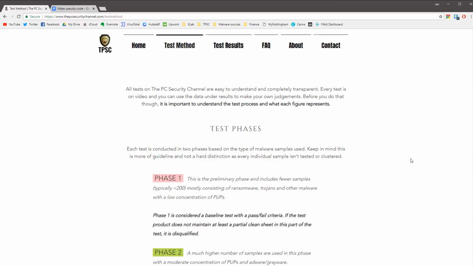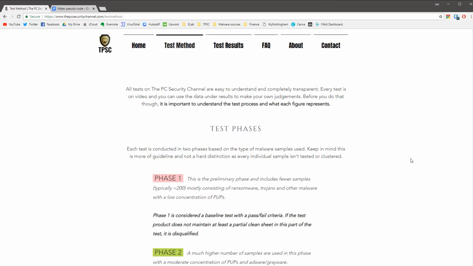Before proceeding though, I should say that the test method may be updated in the future, and I may not make videos for every small new change, so you should always visit the website, that is thepcsecuritychannel.com/testmethod, to get the most up-to-date information. With that out of the way, let's get started.